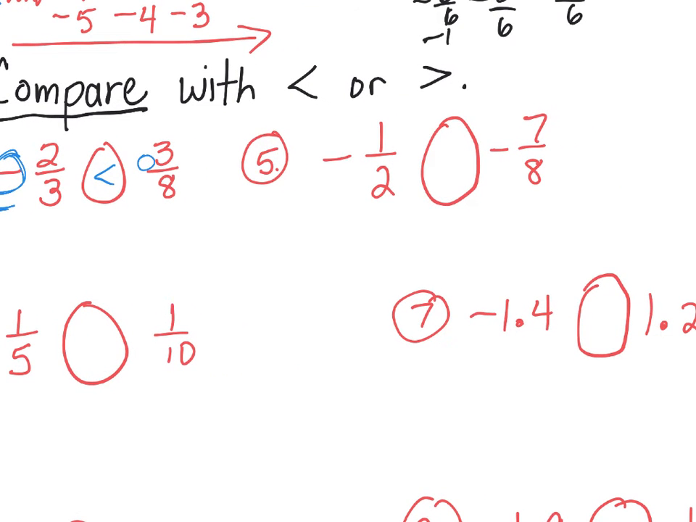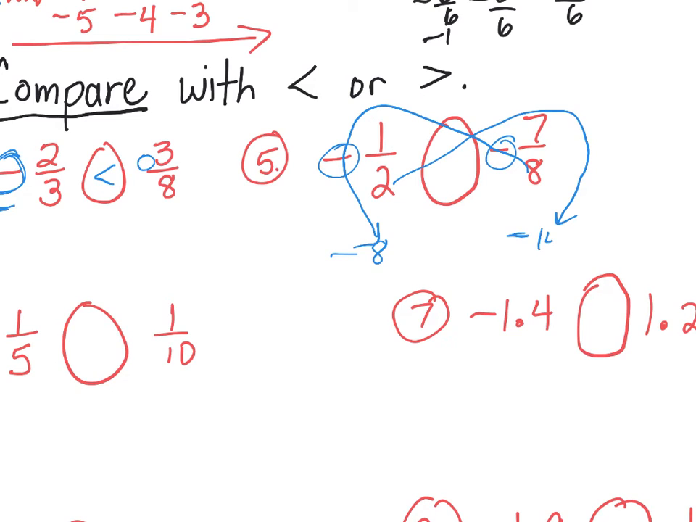Number 5 is comparing -1/2 to -7/8. They're both negatives, aren't they? So drop down your negative. We've done this before. Drop it down. And what do we make it look like? A heart. Take 8 times 1 and put it in front of that negative sign. 8 times 1 is 8. So that's -8 there. Take 2 times 7 and put it there, which is -14.